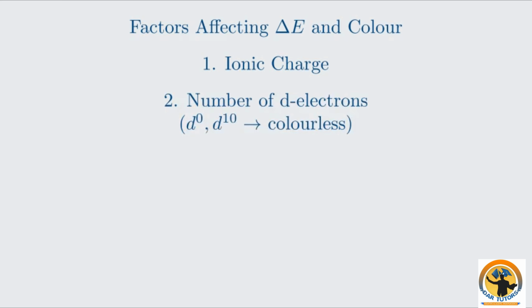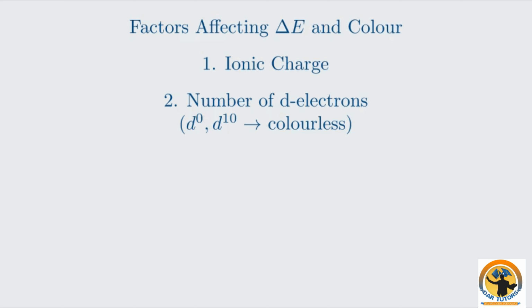Second is the number of d electrons. d-d transitions can only occur if the d sublevel is incompletely filled. If it's completely empty, like in Sc3+, d0, or completely full, like in Cu+, d10, or Zn2+, d10, no d-d transitions are possible. Such ions appear colorless because they don't absorb light in the visible spectrum.